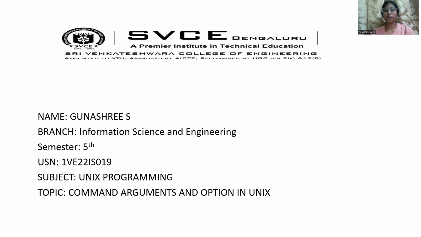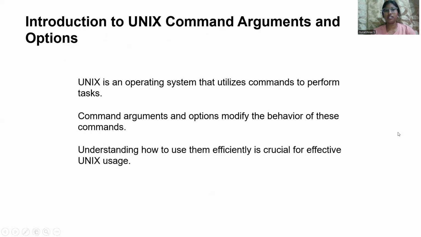Today I'll be taking up the topic command arguments and options that are available in Unix programming from the subject Unix. So getting into the first topic, what is basically Unix? It is an operating system that utilizes commands to perform different tasks. And also these command arguments that are available can modify the behavior of these commands, that is, we can modify the behavior of all these commands. And next thing is how to understand them efficiently, which is one of the most crucial for effective Unix usage.